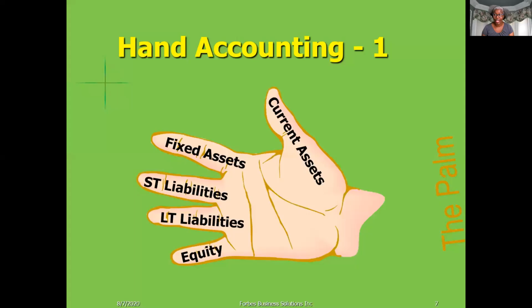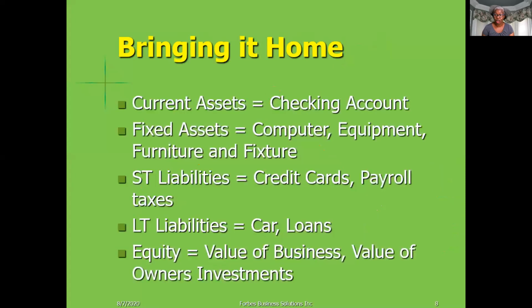So let me go ahead and share my screen. Okay, so on the screen you're looking at it, the palm, okay? It's the account in hand. So we need to know what we're going to categorize as current assets, fixed assets, short-term liability, long-term liability, and equity. Current assets are like your checking account. Your fixed assets are like computer equipment, fixtures, and furniture. Your short-term liability is going to be your credit cards, your payroll taxes. Your long-term liability is going to be like your car loans. And your equity is the value of your business or the value of your owner's investment.